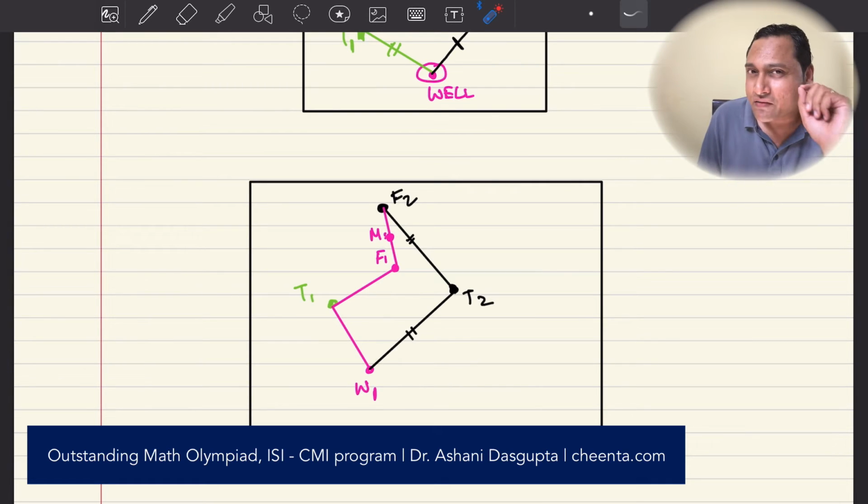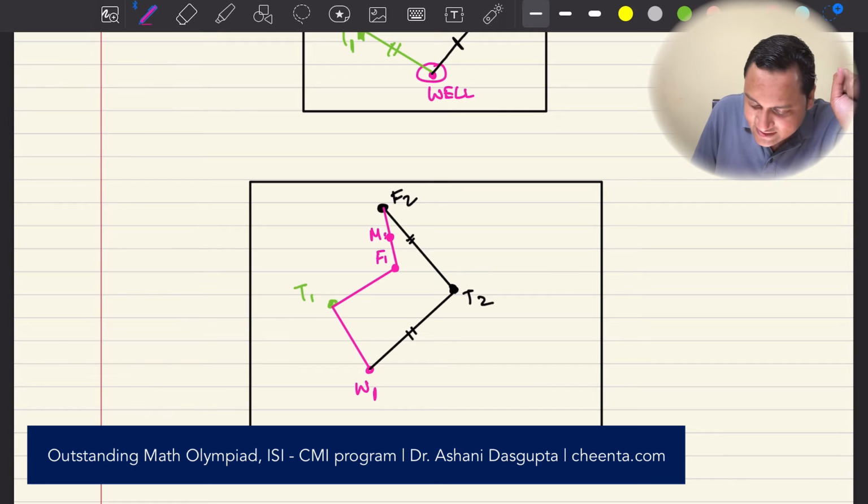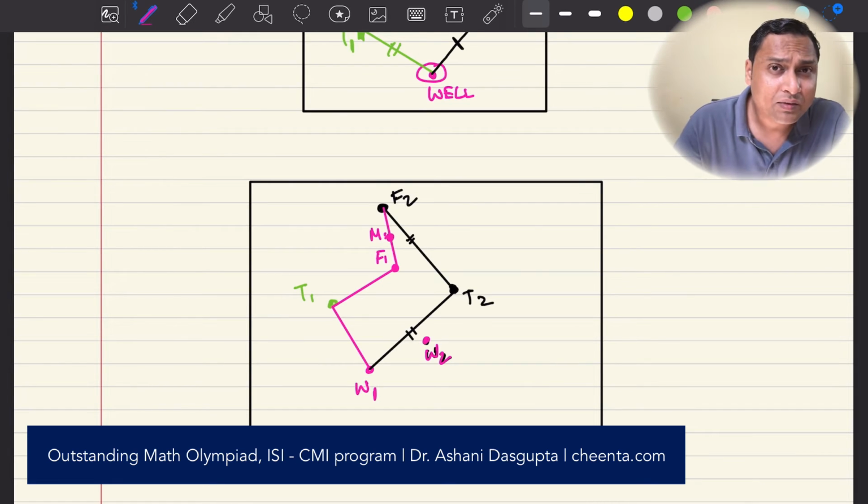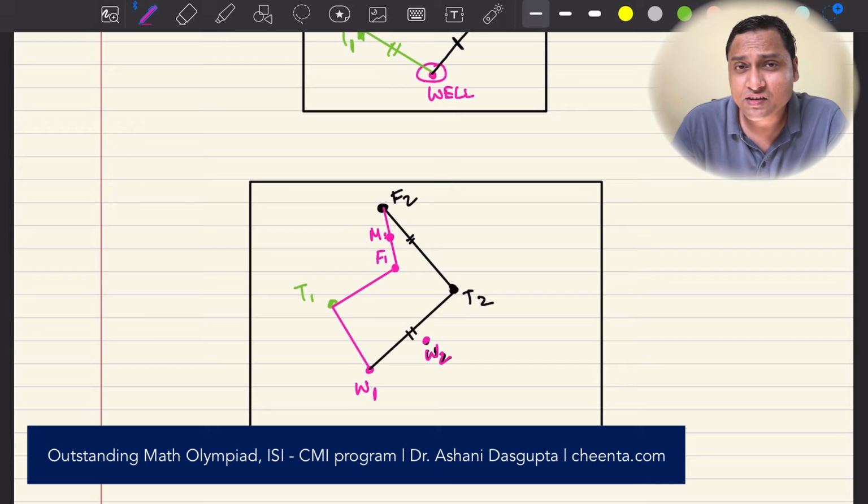But the guy is actually very clever. So what he does is he tests it out with another position of the well. He says, okay, what if the well is here? So let's check this. And this is why I stress this to all the students at Cheenta and all of you who are viewing this YouTube channel. Experiment with mathematical formulas and ideas and questions. Just experiment, you'll see patterns emerging.